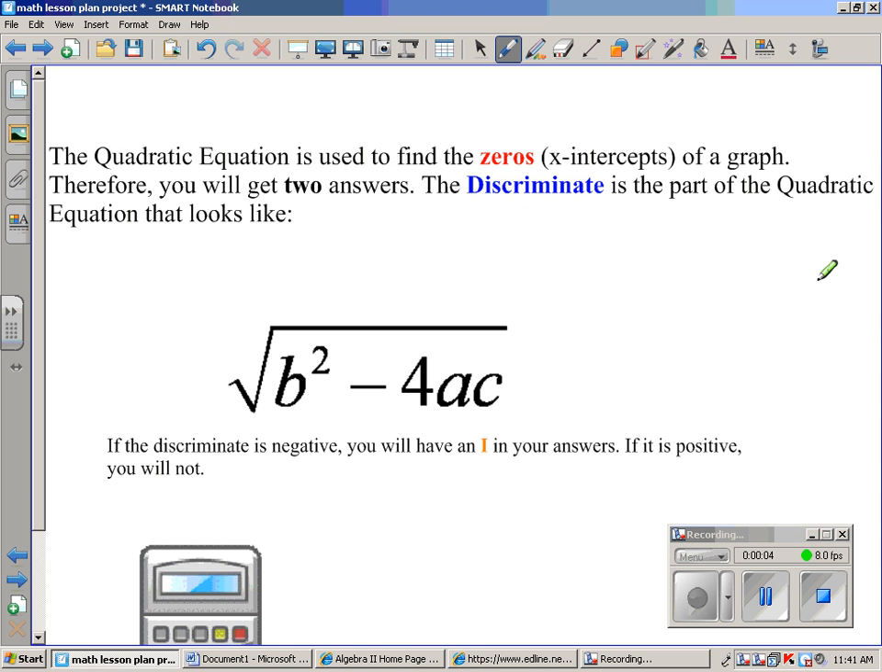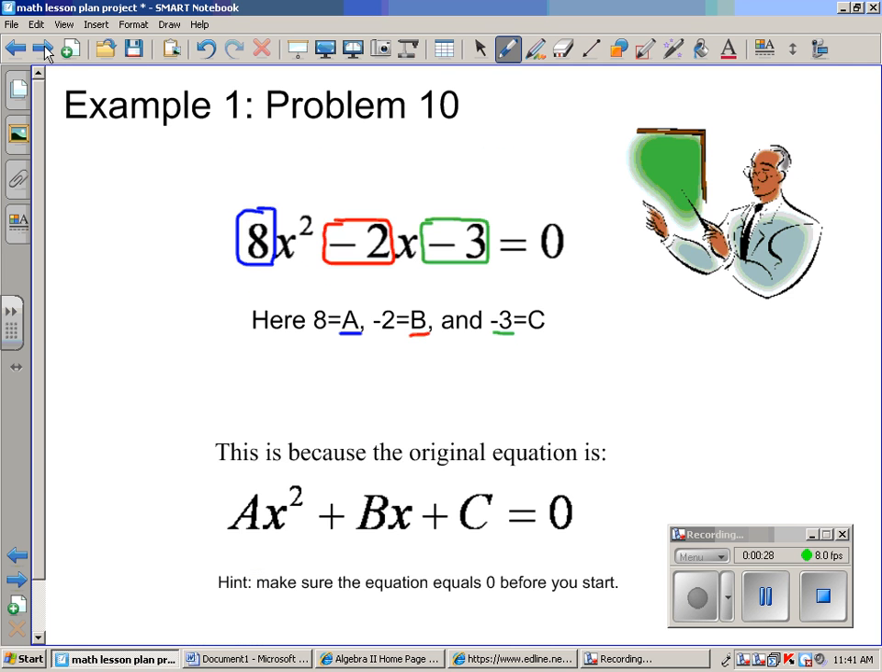The quadratic equation is used to find the zeros, or the x-intercepts of a graph. Therefore, you will get two answers. The discriminant, this part down here, is a part of the quadratic equation. If the discriminant is negative, you will have an i in your answers. If it is positive, you will not. This is because when you have an i on the outside, it represents a negative number inside the square root.